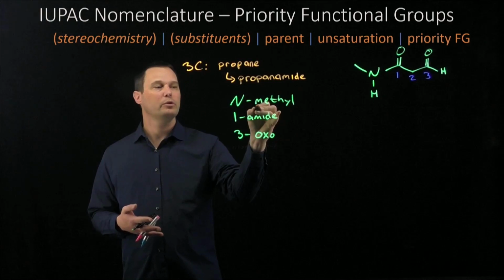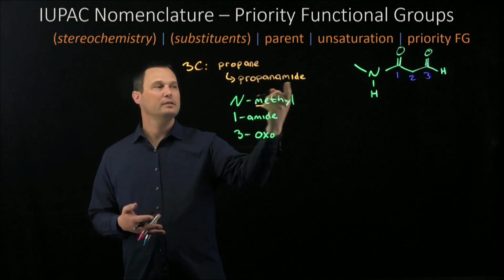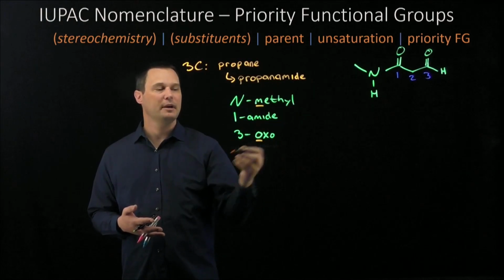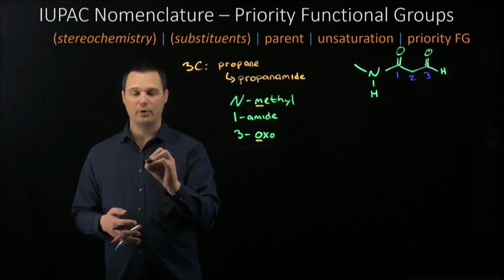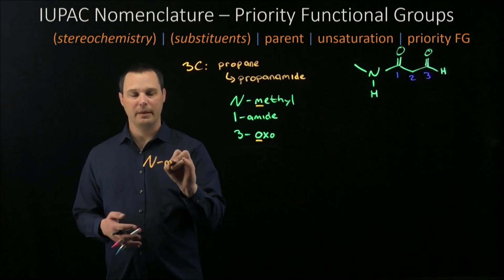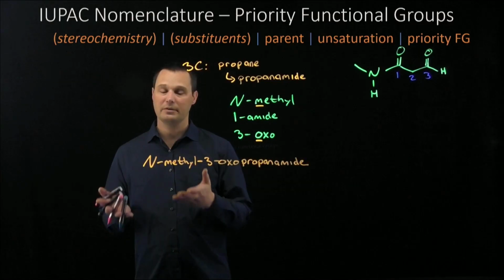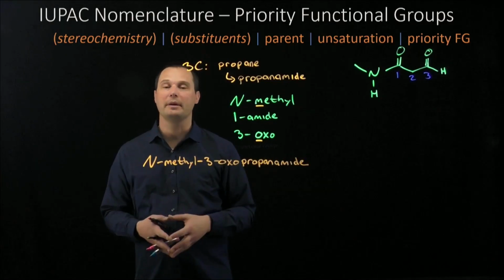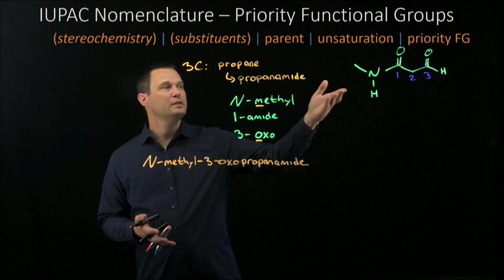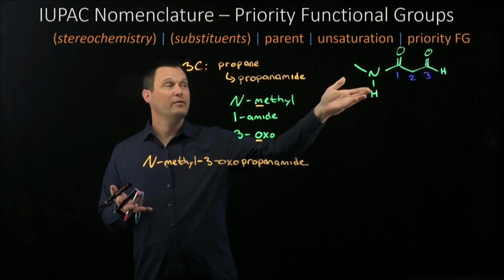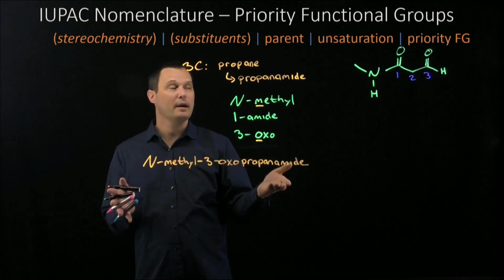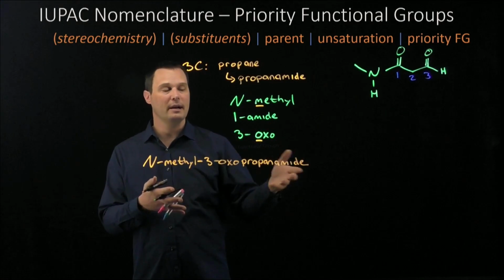For N-methyl, we'll use the M in methyl. The amide is contained in the parent hydrocarbon, and we'll alphabetize by the O in oxo. We start our IUPAC name then with the italic N, methyl, 3-oxo, and then the name of our parent molecule, propanamide. That gives us N-methyl-3-oxopropanamide. Finally, we scan through the molecule to see if there are any stereocenters. This molecule does not have any stereocenters, so this is the official IUPAC name for this molecule, N-methyl-3-oxopropanamide.